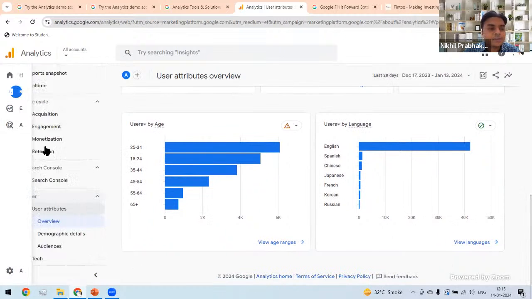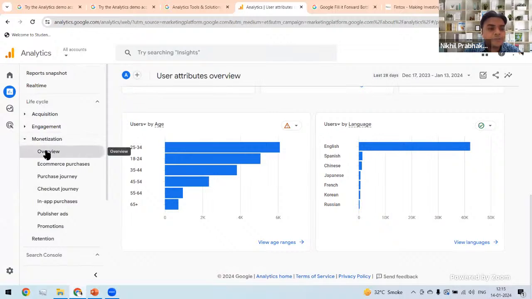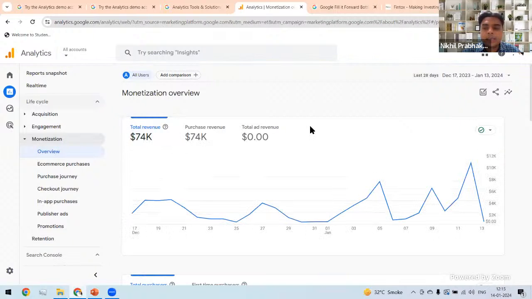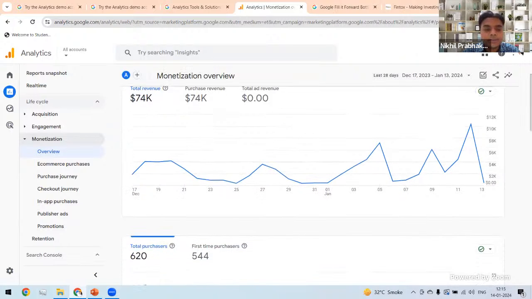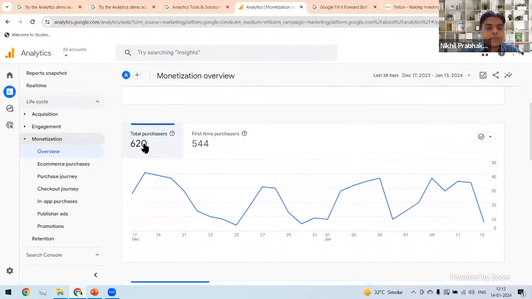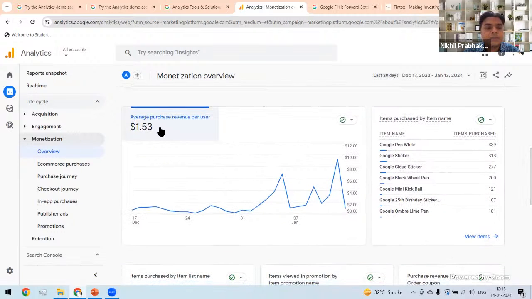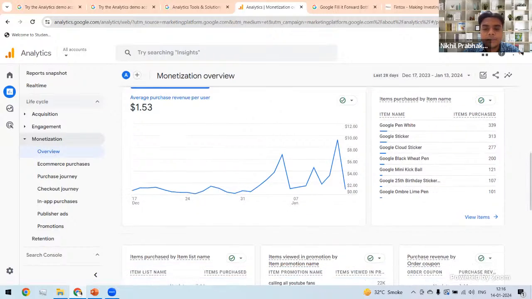Let's look at the monetization as well. So this monetization is what Google is making this money in through this merchandise store. So in the last 28 days, $74,000 have been earned from here. This is the purchase revenue, and you can see the trend. Okay, 620 people have purchased, 545 have actually made their first purchase. On an average, purchase revenue per user is $1.53.